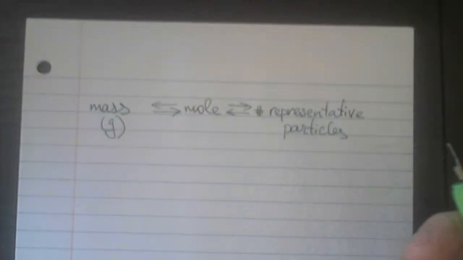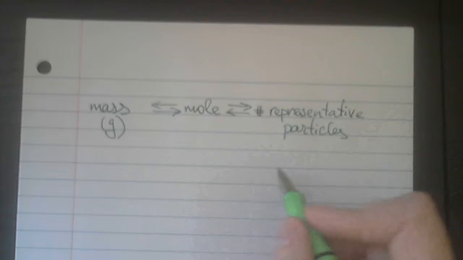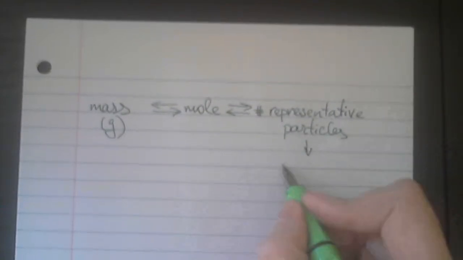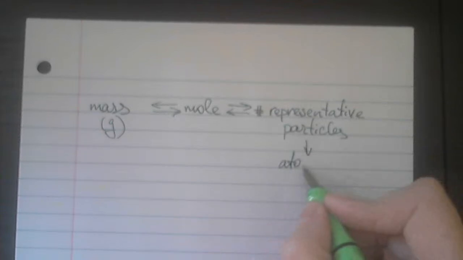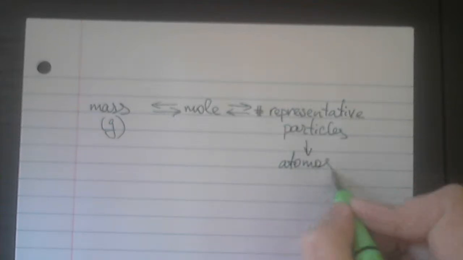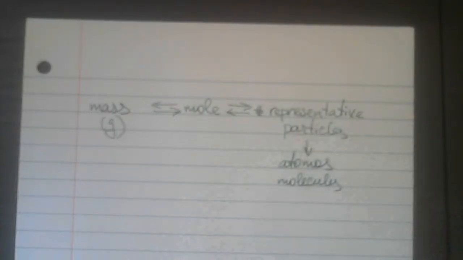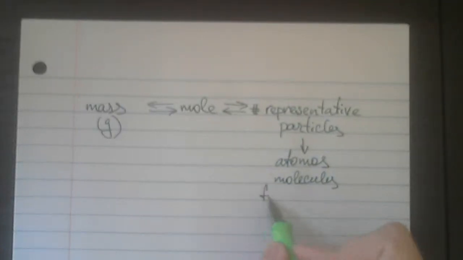Okay, the types of representative particles. There are three mostly used particles that we will be talking about. It will be atoms, if we're talking about elements, or it can be molecules, if we're talking about covalent compounds, or it can be formula units.